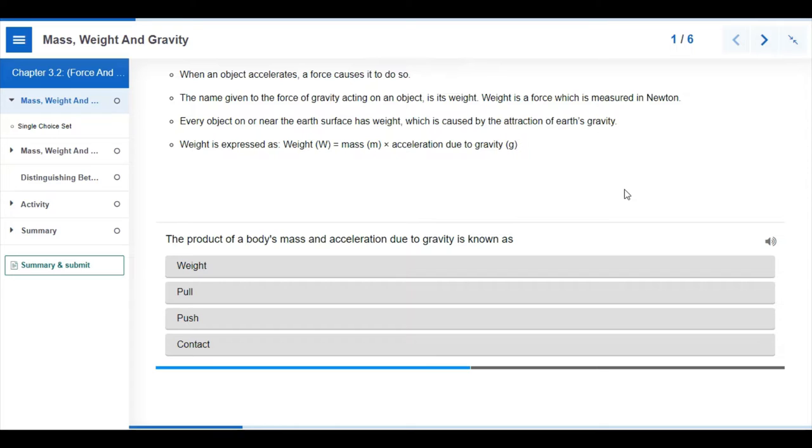Today, we're beginning with the subtopic under force and motion: mass, weight, and gravity.